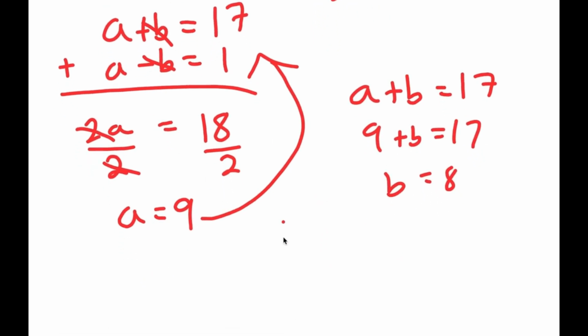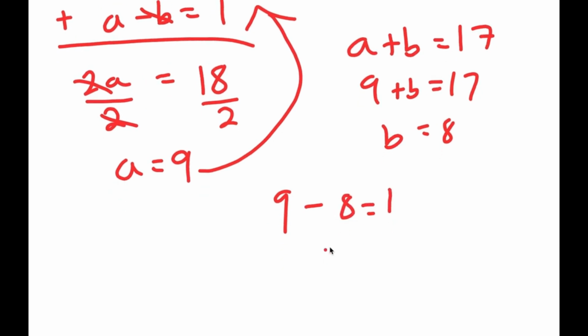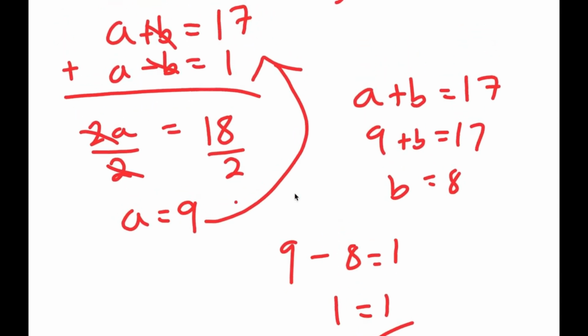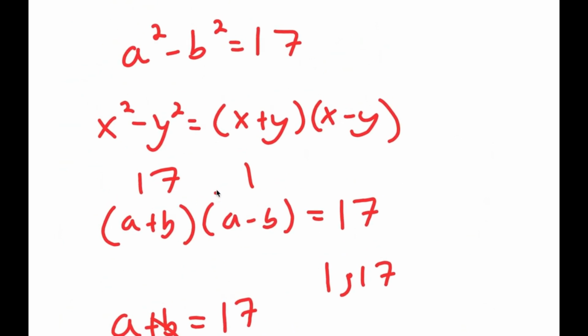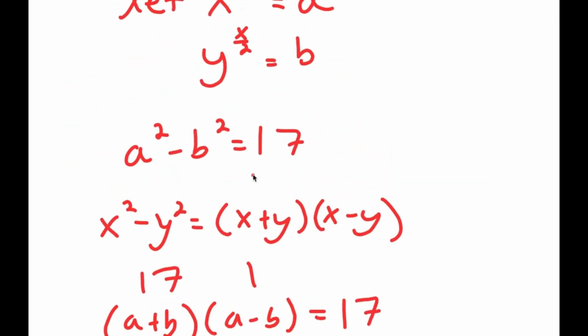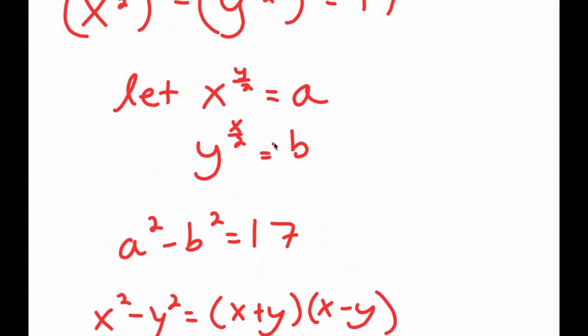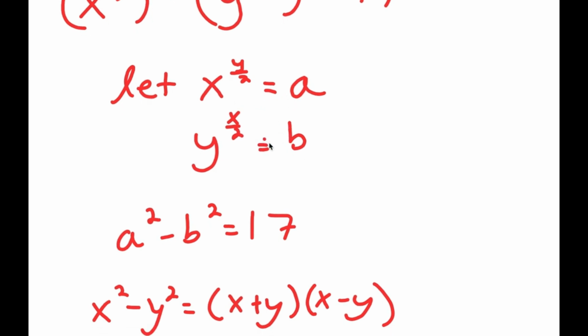And we can even check it over here. Let's plug both of these in. a is 9 minus b is 8, which equals 1, and 9 plus 8 does equal 17. So now that we know a is 9 and b equals 8, we can go back here and notice how we let x to the power of y over 2 equal a and y to the power of x over 2 equal b. Meaning x to the power of y over 2 is equal to 9 and y to the power of x over 2 is equal to 8.